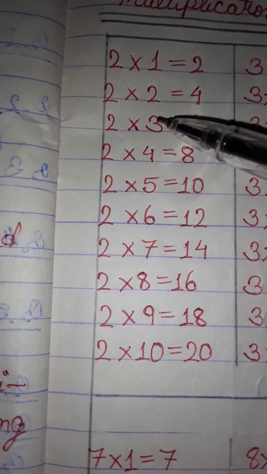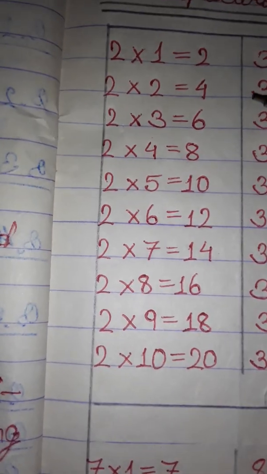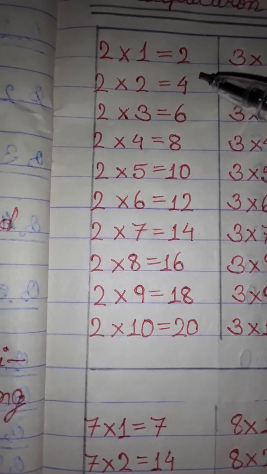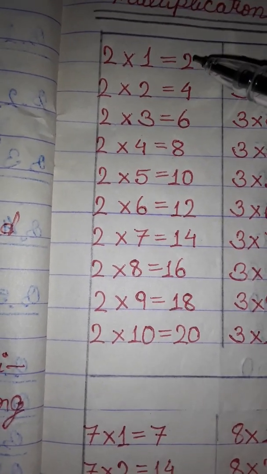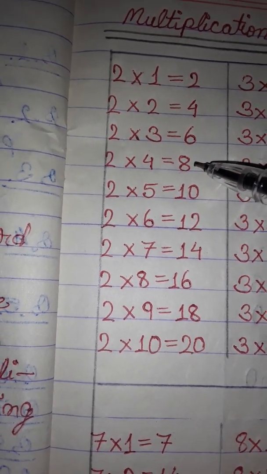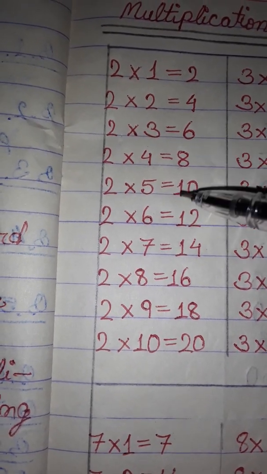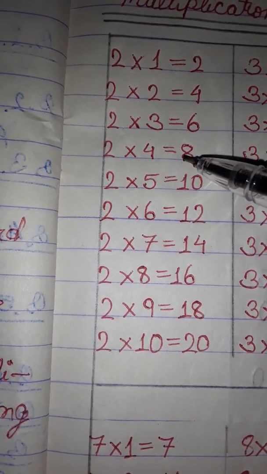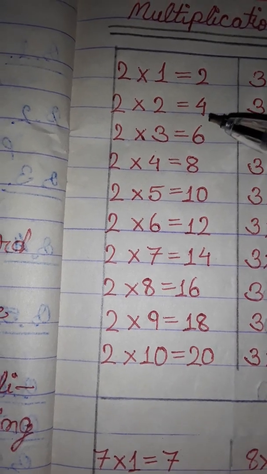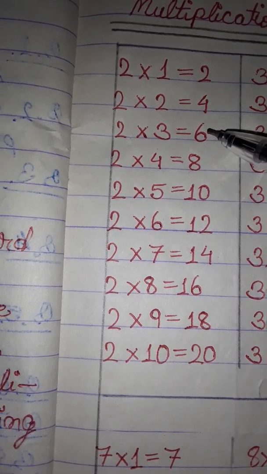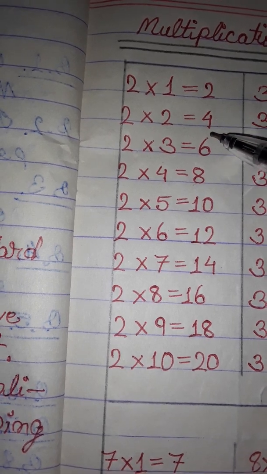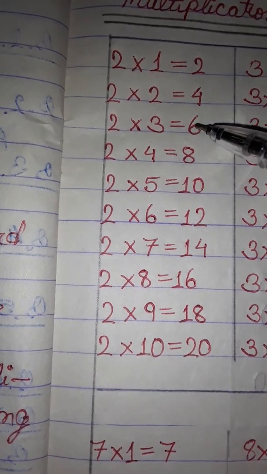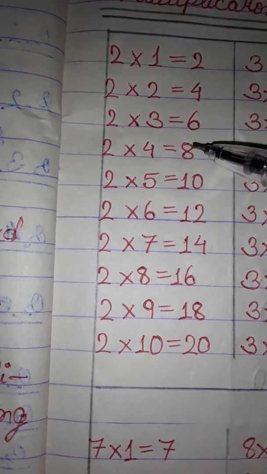For 2 into 3, the answer is 6, but how did it come to 6? For that you have to just add 4 plus 2, so the answer will be 6. So 2 into 3 is equal to 6. Now came to 2 into 4. For the answer of 2 into 4, you have to just add 6 plus 2. You don't have to add 6 plus 4 because the answer will not come here. So you have to just add 6 plus 2 and the answer will come as 8.